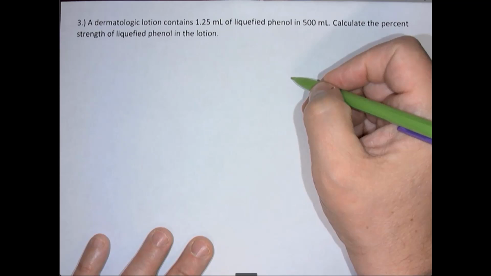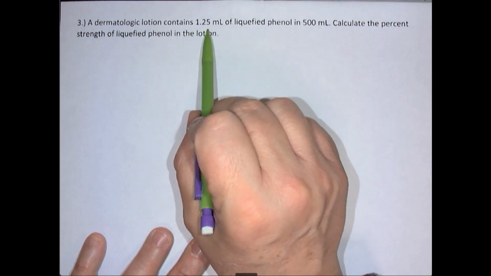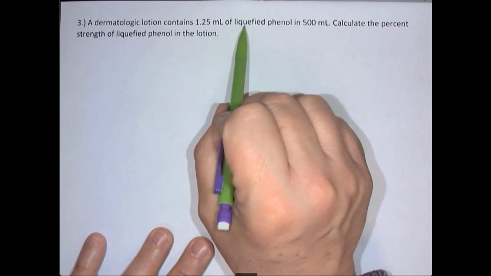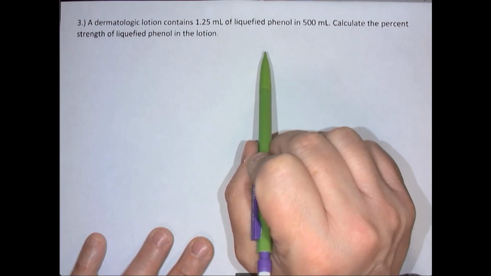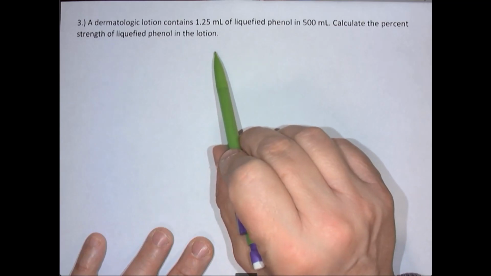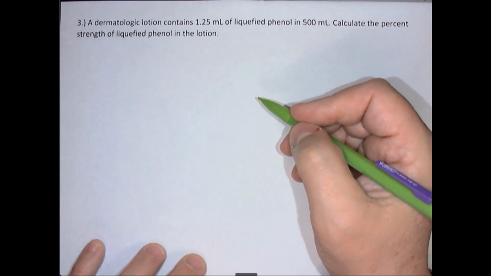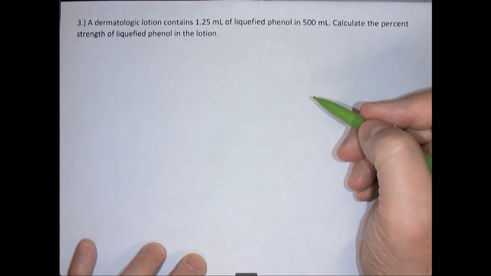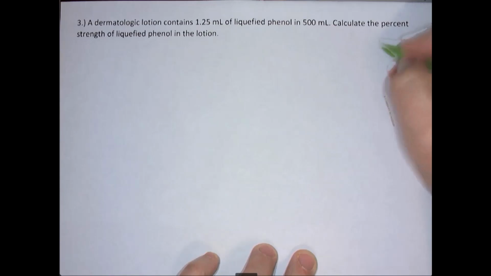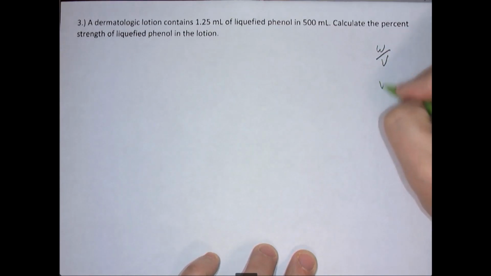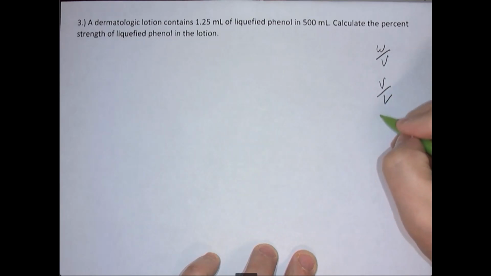Okay, example number 3 says a dermatological lotion contains 1.25 milliliters of liquefied phenol in 500 milliliters. Calculate the percent strength of liquefied phenol in the lotion. Okay, well, of course, we have 3 choices here. We could decide if this is a weight to volume concentration, volume to volume, or weight to weight.